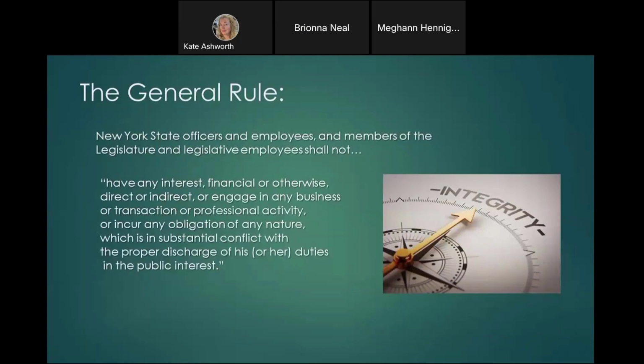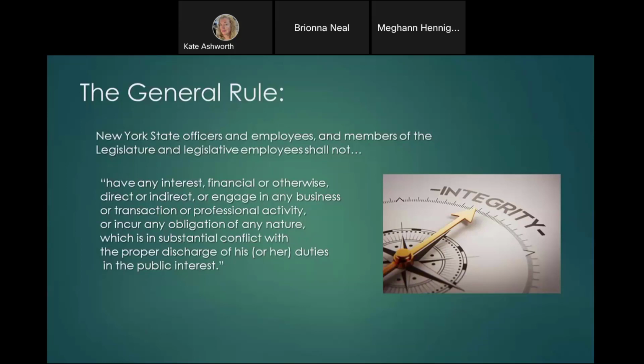And let's get into the next slide, please, which is the general rule. And I'll read this briefly. New York officers and employees and members of the legislature and legislative employees shall not have any interest, financial or otherwise, direct or indirect, or engage in any business or transaction or professional activity, or incur any obligation of any nature which is in substantial conflict with the proper discharge of his or her duties in the public interest. And what all that means, again, is separating your personal interests from your public state duties.